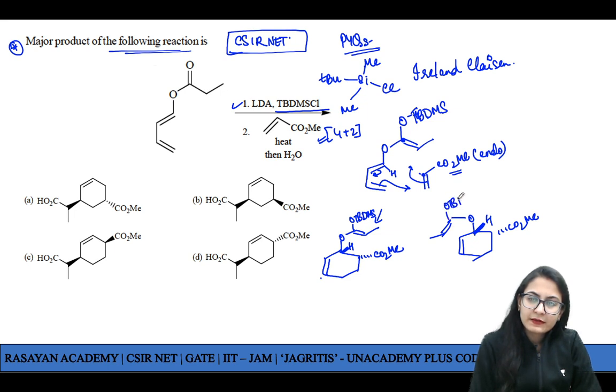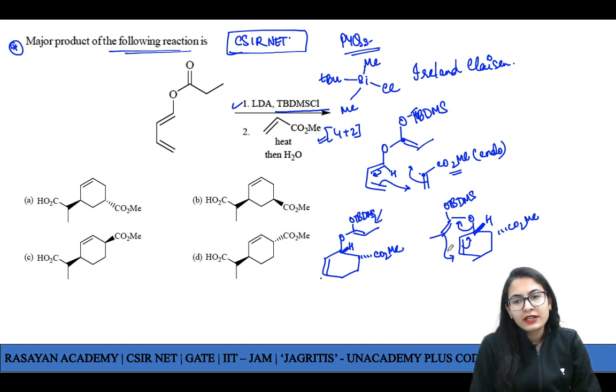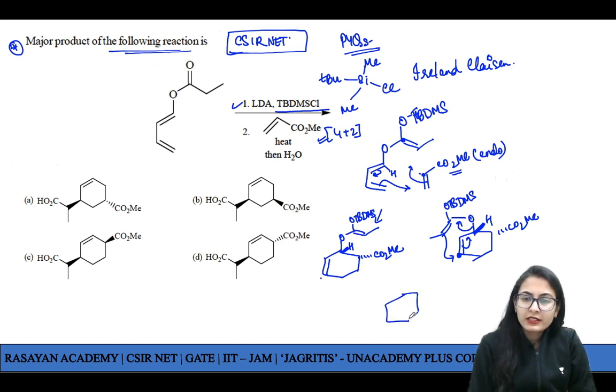OTB, DMS, and so on. So your 3,3 sigmatropic rearrangement that happens gives you an acid for sure, an acid only. But what is the position now? The position is right over here, to which your new carbon chain is going to attach, and that also from below the plane. So ultimately the product looks like this, CO2Me.